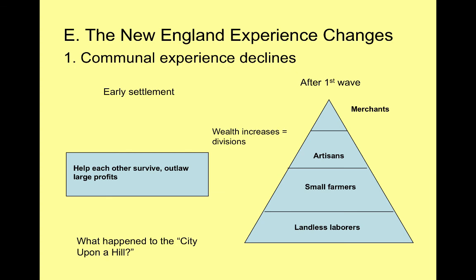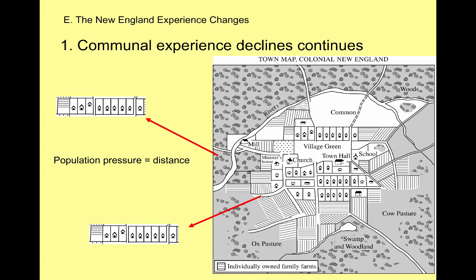I just gave you the economic reasons for why the community experience goes away, but there's another reason too. As New England becomes successful and people live longer, we see that they have very large families and more or less the children survive into adulthood. And so what do we do with all these extra children?